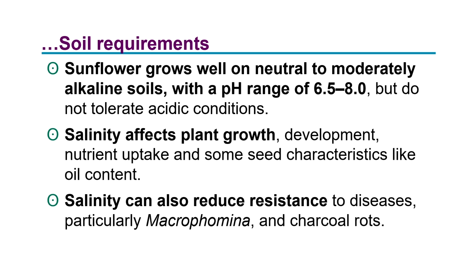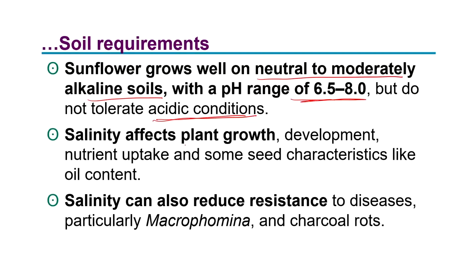Sunflower grows well on neutral to moderately alkaline soils with a pH range of 6.5 to 8, but does not tolerate highly acidic conditions. So it is better to grow sunflower in soils where pH ranges from 6.5 to 8. Salinity affects plant growth, development, and nutrient uptake, and some seed characteristics like oil content.